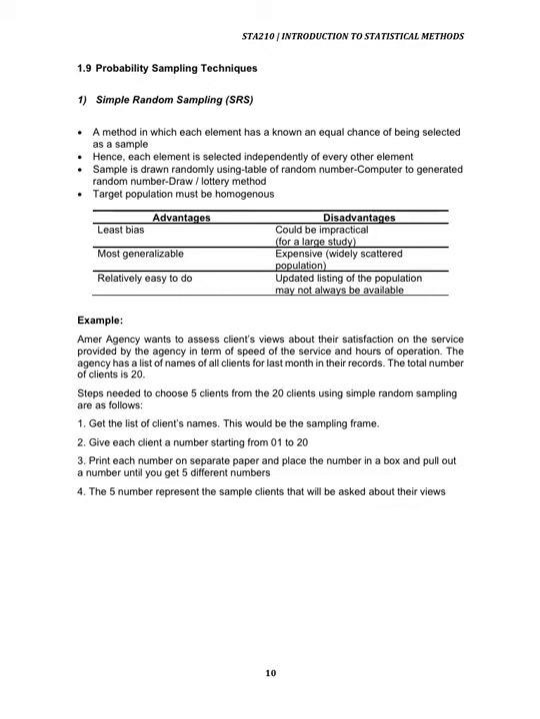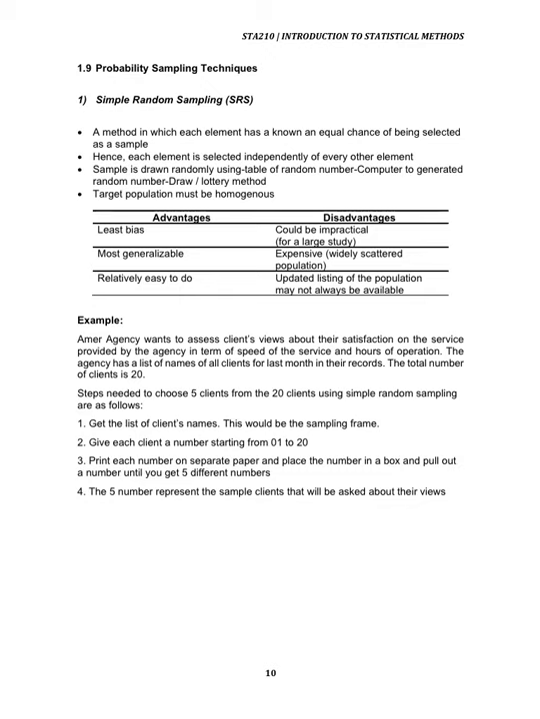So we can look into the advantages and disadvantages of this method. This method has the advantages of least bias, most generalizable, and relatively easy to do. So simple random sampling is very easy to conduct.